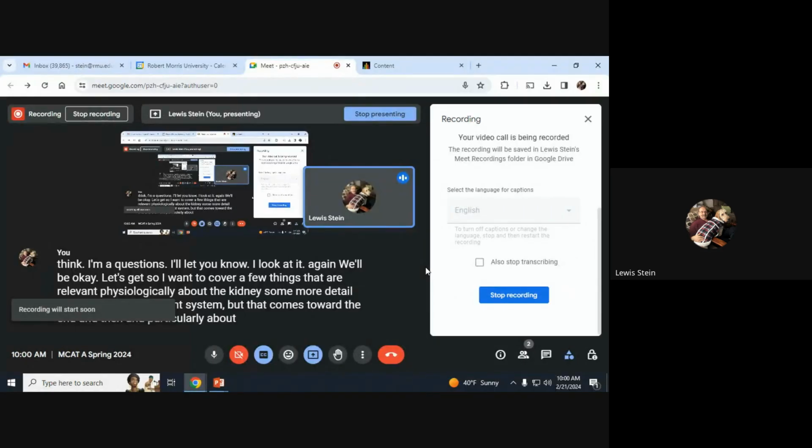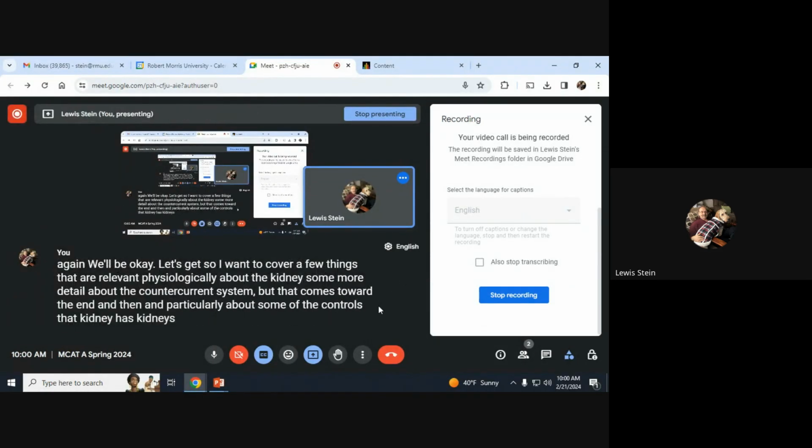About some of the controls that the kidney has. The kidney's kind of interesting in that regard.